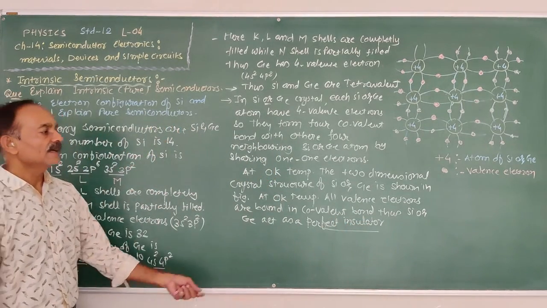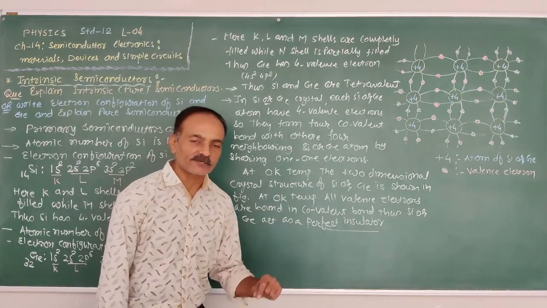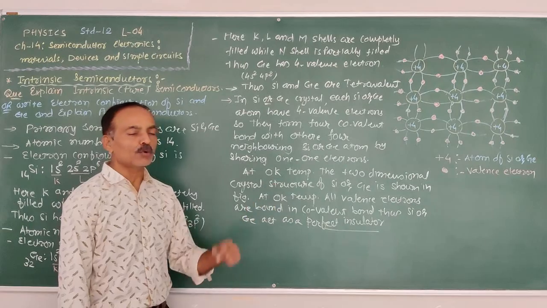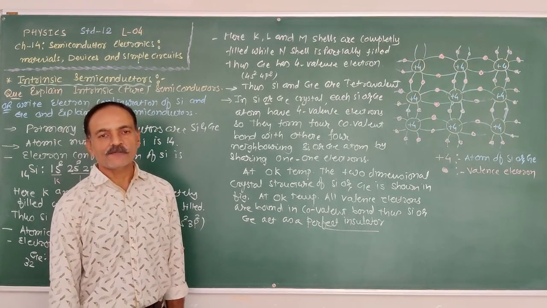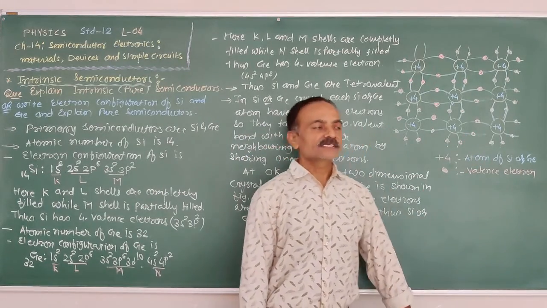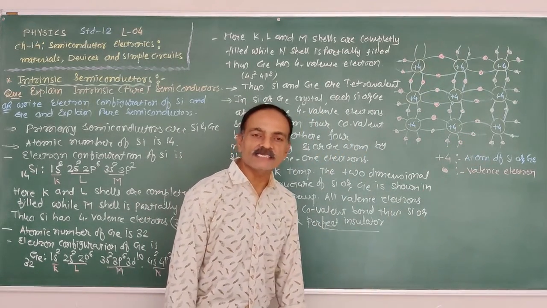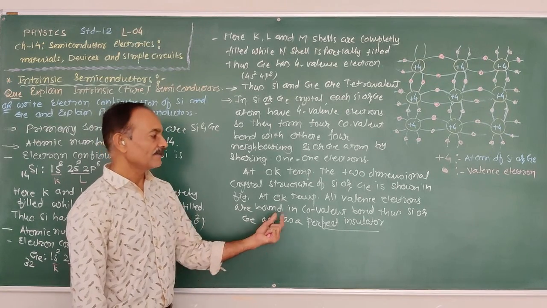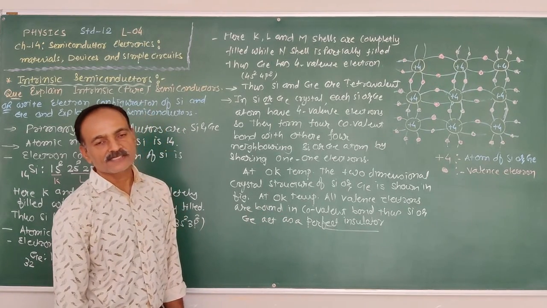Because there is no free valence electron. All valence electrons are bound in covalent bonds. Therefore, the conductivity of the pure silicon or germanium crystal is 0 and resistivity is high. Therefore, it acts as a perfect insulator.